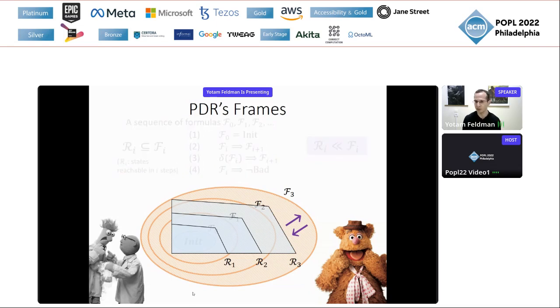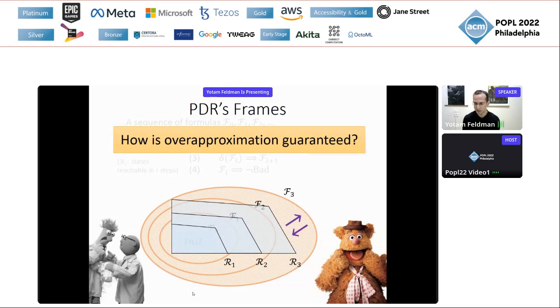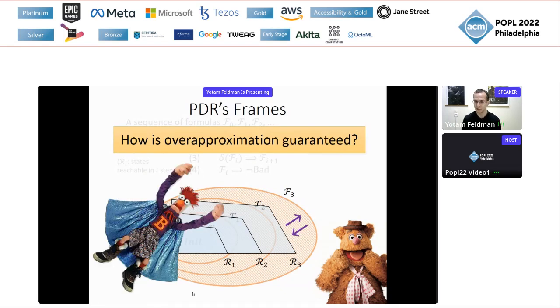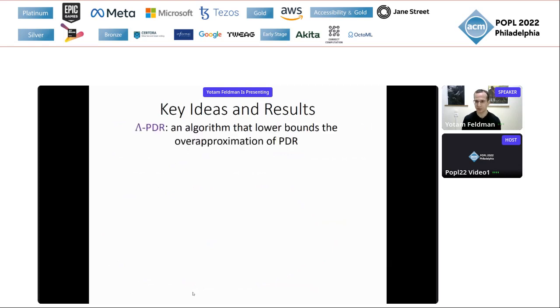How this overapproximation is performed and what can be guaranteed about it, we want to understand theoretically. To do so, we introduce lambda PDR, a theoretical algorithm that's a simplification of standard PDR, and we study overapproximation in lambda PDR. The reason is that PDR overapproximates at least as much as lambda PDR, so whatever overapproximation we can show is present in lambda PDR, it's also present in standard PDR.